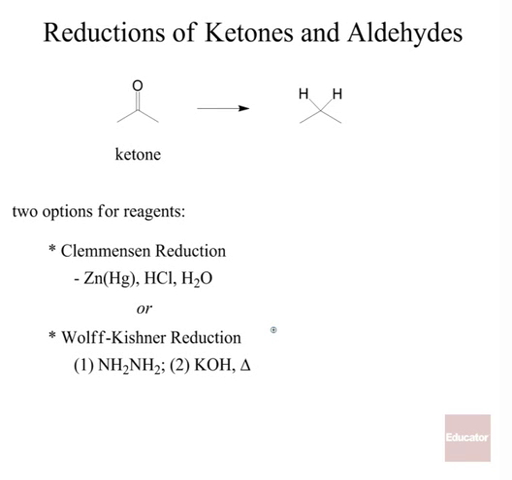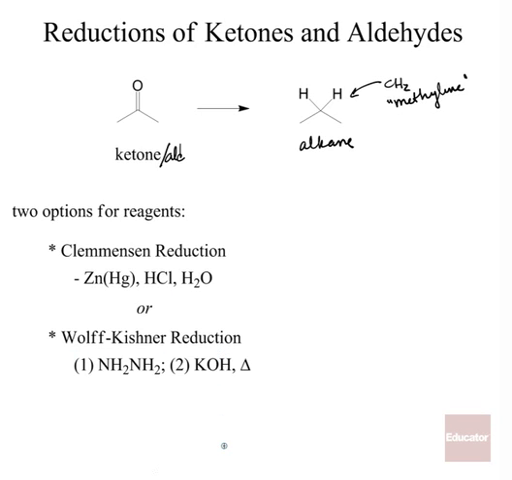Now, another type of reduction would be to take a ketone or an aldehyde and completely reduce it all the way to an alkane. Okay, when you have a CH2 group, that's called a methylene. And so it's possible to reduce a carbonyl, not only a partial reduction to an alcohol, but it's possible to completely reduce it to a methylene. And again, there's two good options for this reduction reaction. One of them is called the Clemmensen reduction. That's where you use a mercury zinc amalgam and HCl and water. It's called Clemmensen.